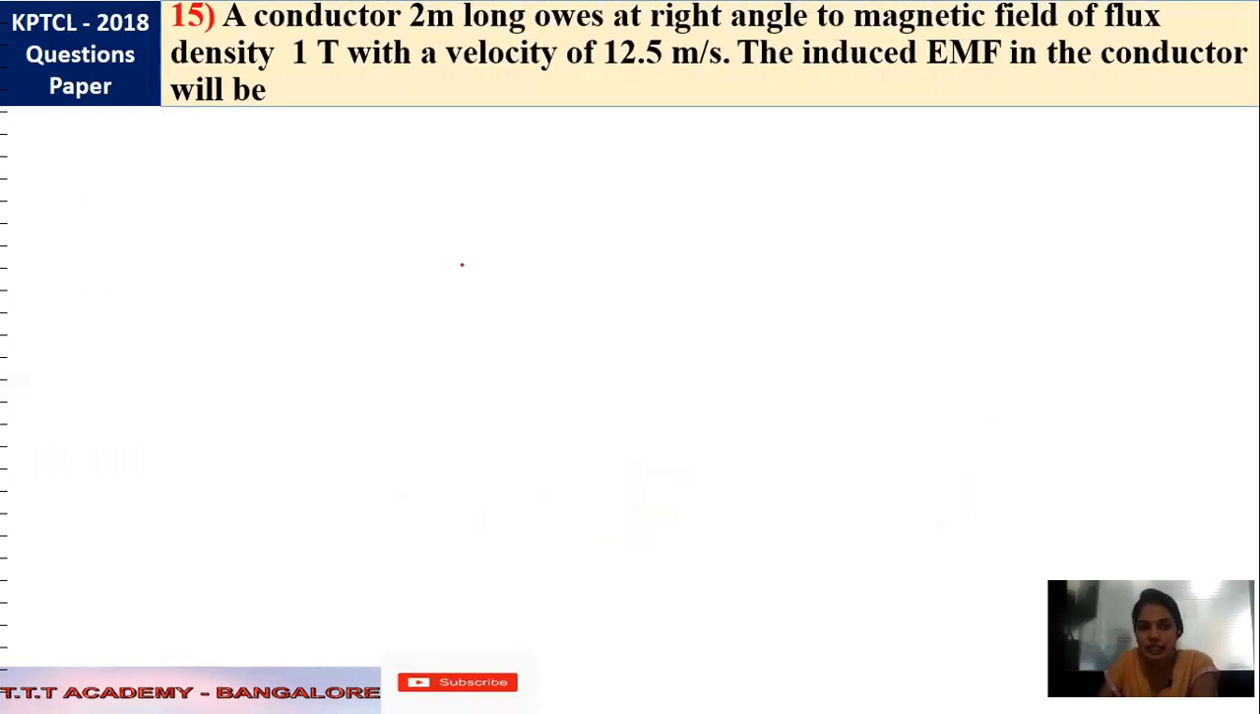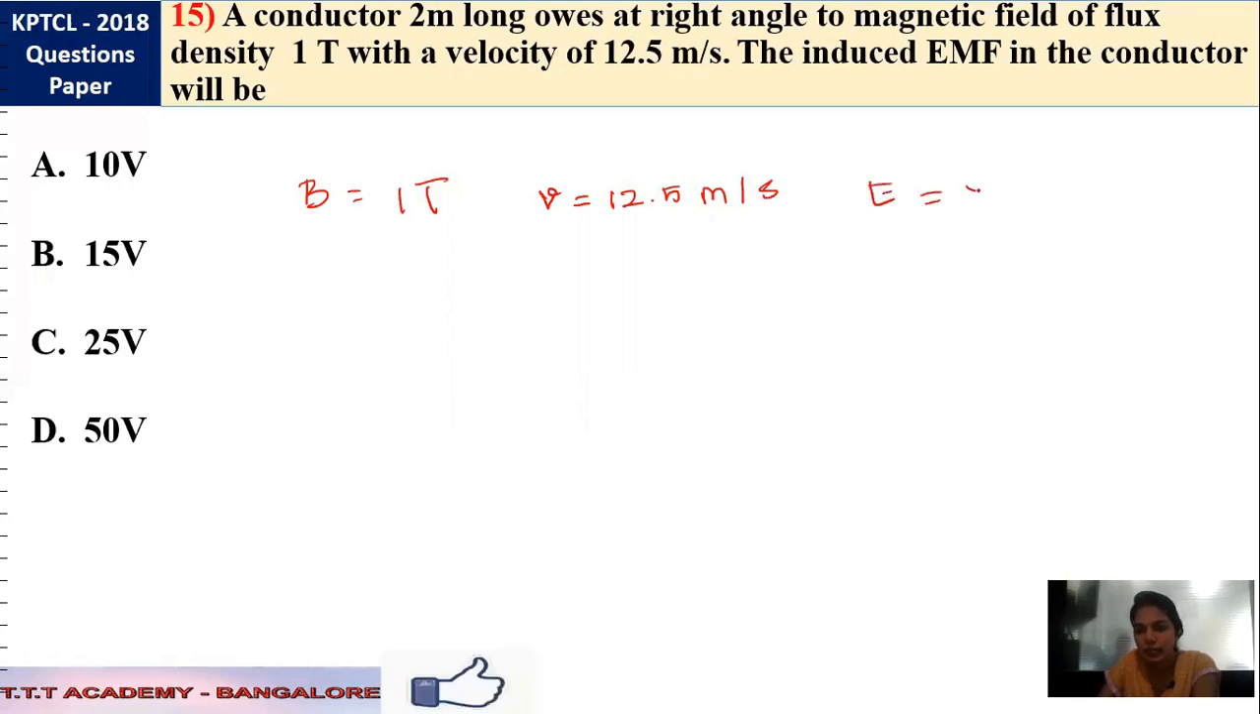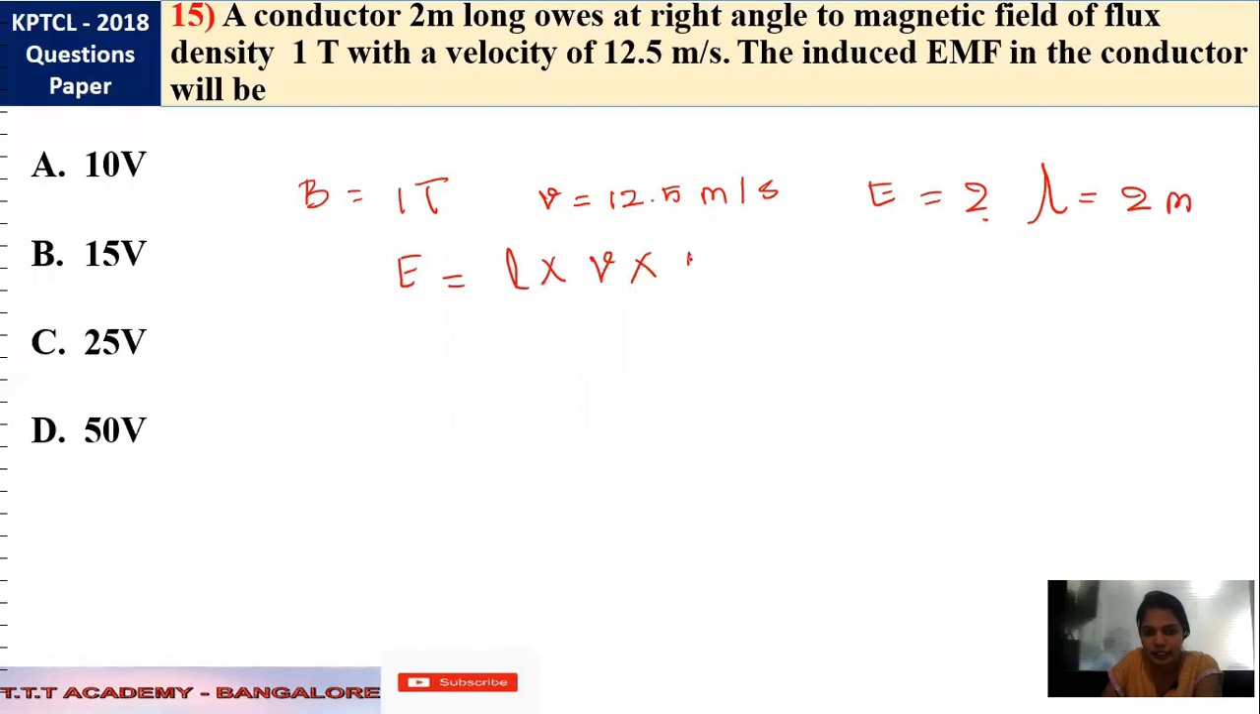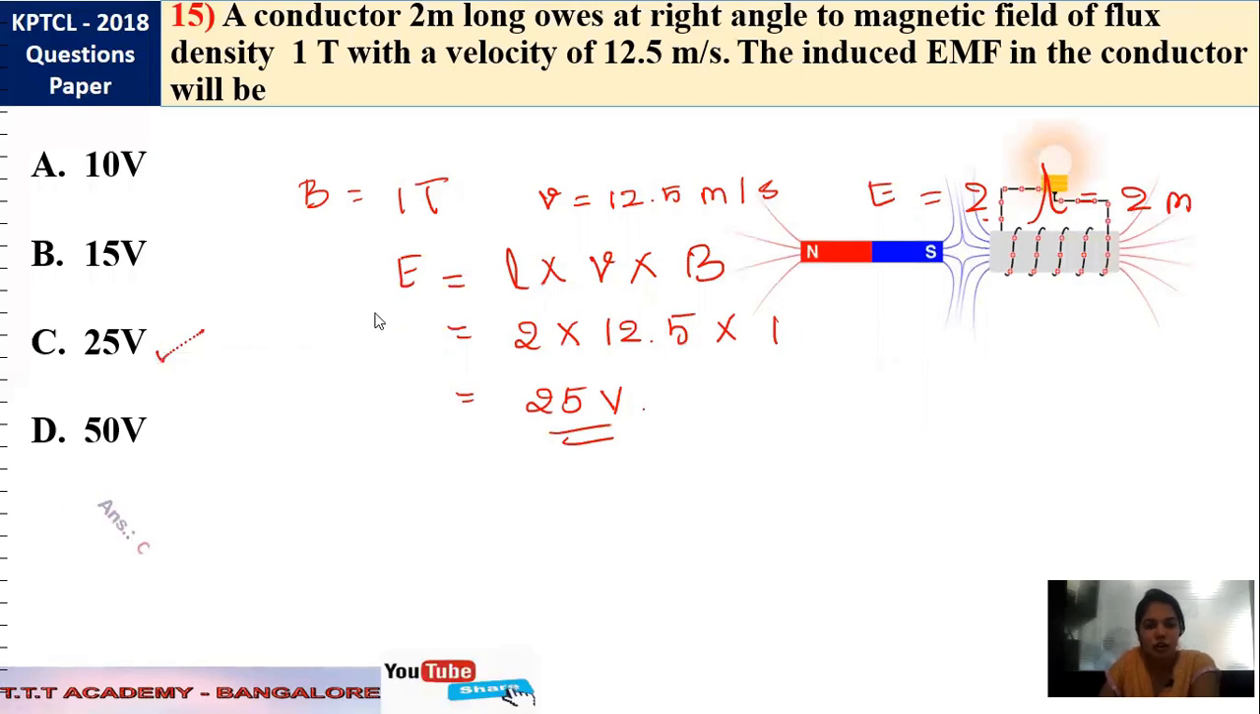So the 15th question is, a conductor 2 meter long moves at right angle to a magnetic field of flux density 1 Tesla, so B is equal to 1 Tesla, with a velocity of 12.5 meter per second. The induced EMF in the conductor will be, so what is the length of the conductor? Length of the conductor is 2 meter. So we have an equation that the EMF induced in the conductor is given by length into velocity into flux density. That is equal to 2 into 12.5 into 1, that is equal to 25 volts. So the answer to this question is option C, 25 volts.